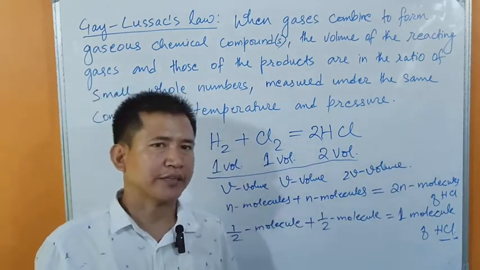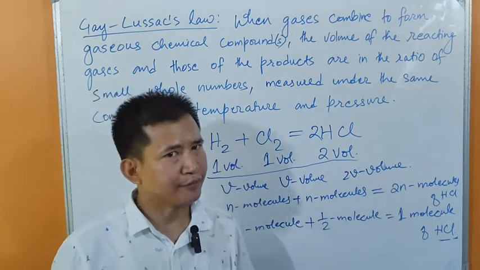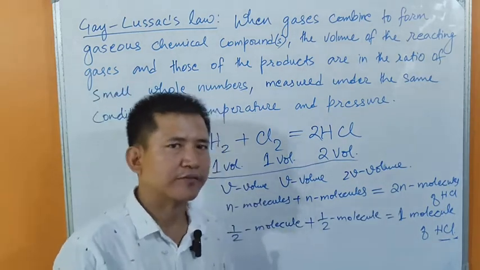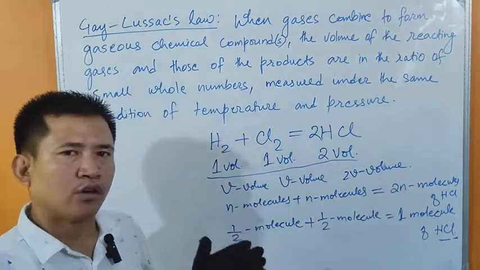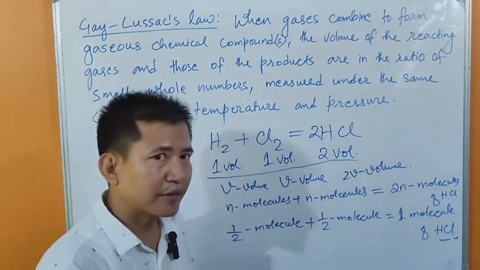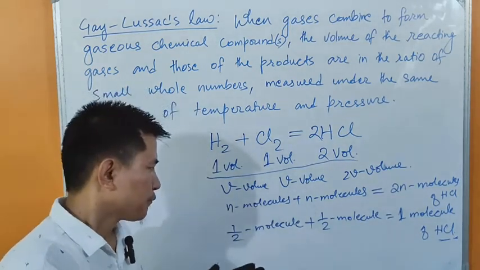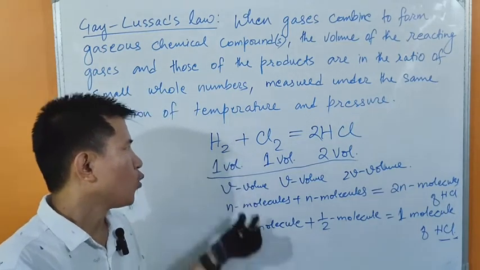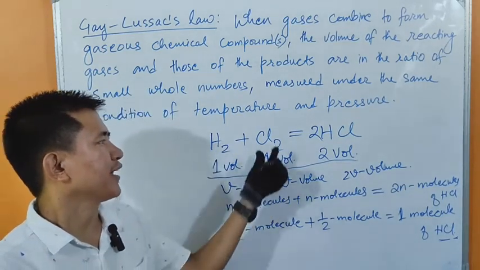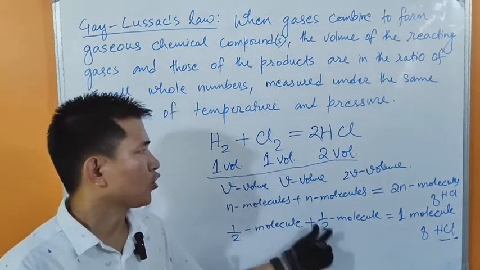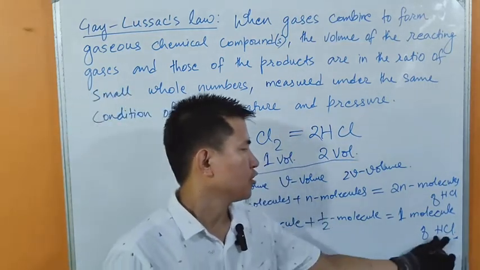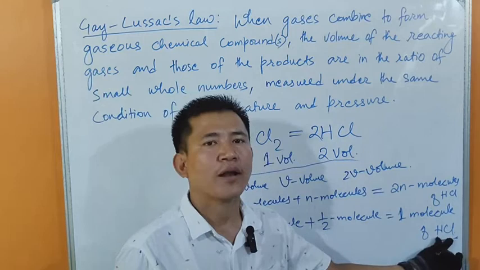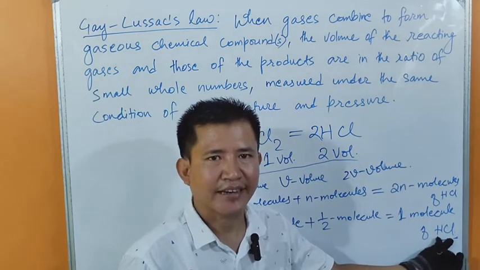According to Dalton's atomic theory, atoms are indivisible. Atoms cannot be divided further. So molecules can be divided. So from this we can understand half molecule of hydrogen means one atom of hydrogen reacts with one atom of chlorine gas to produce one molecule of HCl gas.